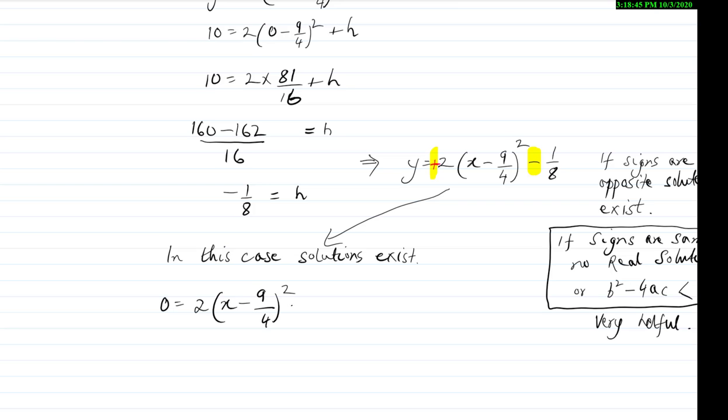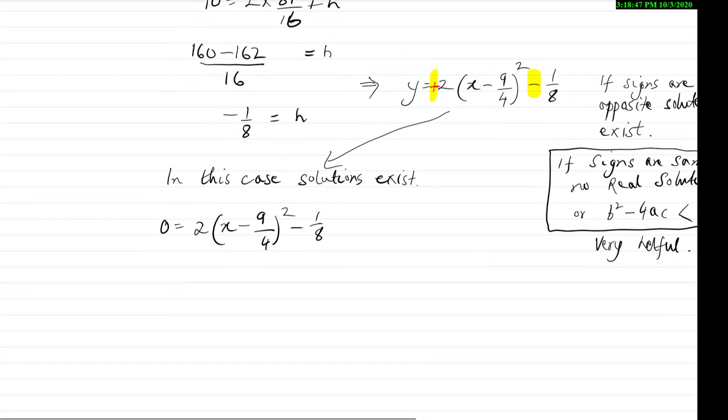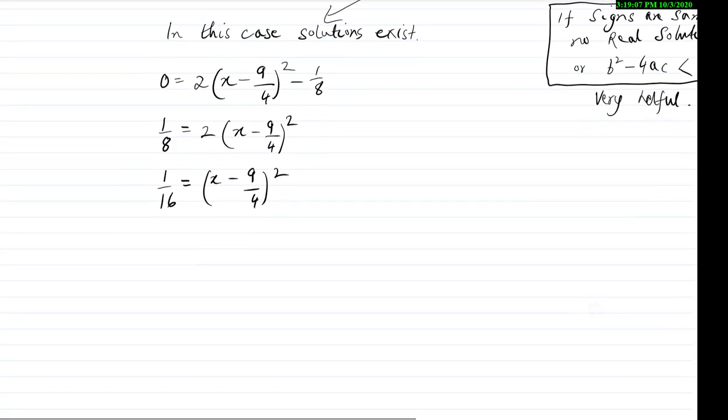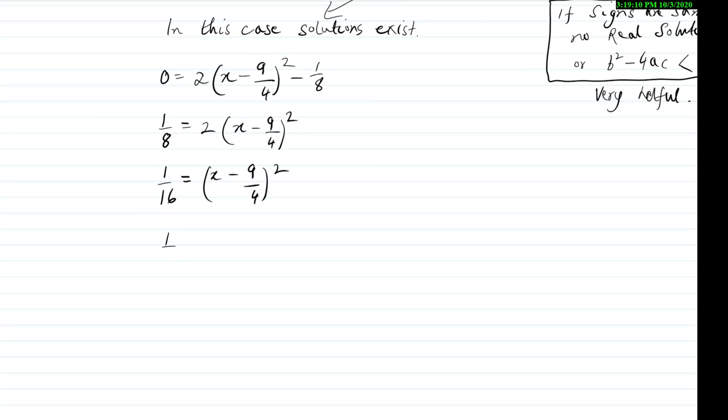So I'm going to solve it for 0, the turning point form equation. So 0 equals 2 into x minus 9 over 4 whole squared minus 1 over 8. So 1 over 8 I've taken to the other side, and now I'm solving this. Now if I take the square root on both sides, I move the 2 to the left hand side, and then I'll take the square root on both sides. So positive and negative square root of 1 over 16, which will simplify to positive and negative 1 over 4. And on the other side, I've got x minus 9 over 4 because I've taken the square root.